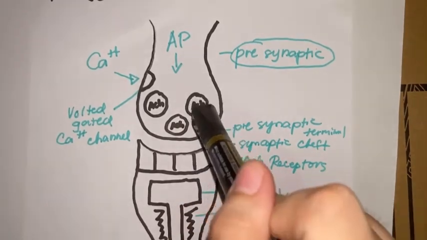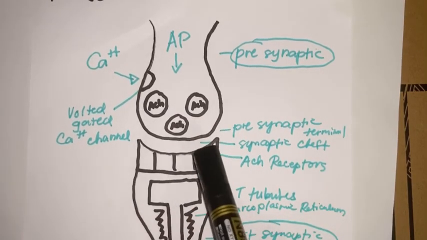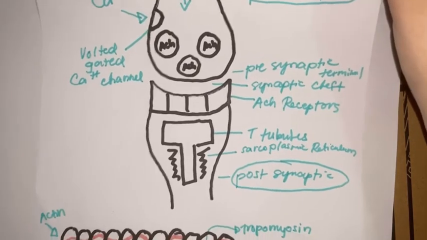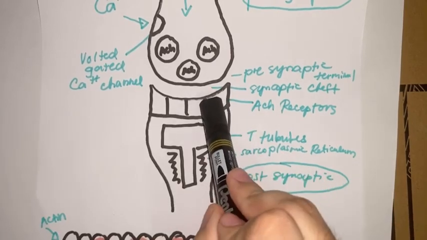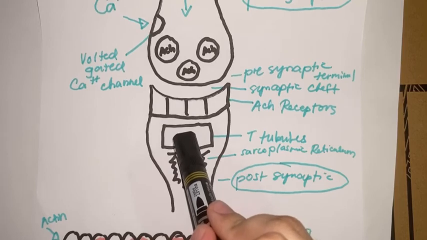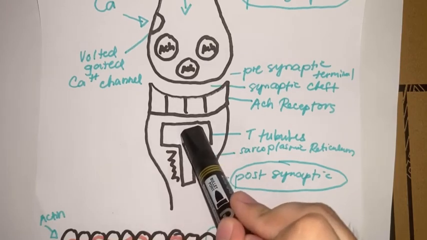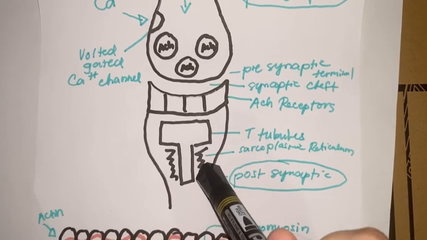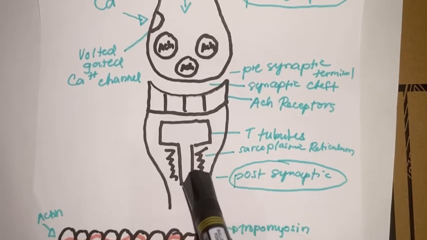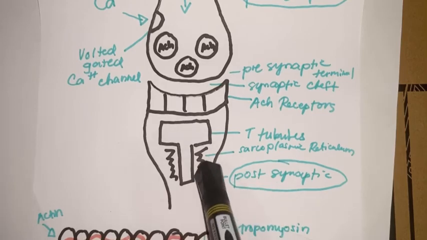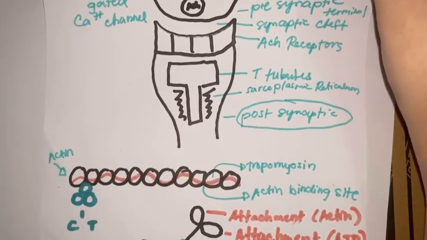Pag na-release si acetylcholine sa synaptic cleft, magbabind siya dito ngayon sa ACH receptors. Once na magbind siya kay ACH receptors, ay mag-generate siya ng bagong action potential na pupunta ngayon kay T-tubules. Once na napunta na siya kay T-tubule, i-convey niya na yung AP sa muscle pati papunta sa sarcoplasmic reticulum, which is the storage of calcium. That action potential will trigger the release of calcium from the sarcoplasmic reticulum na makikita ngayon ni troponin C.